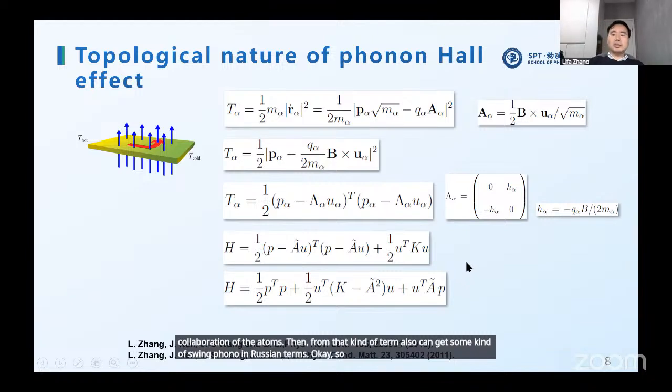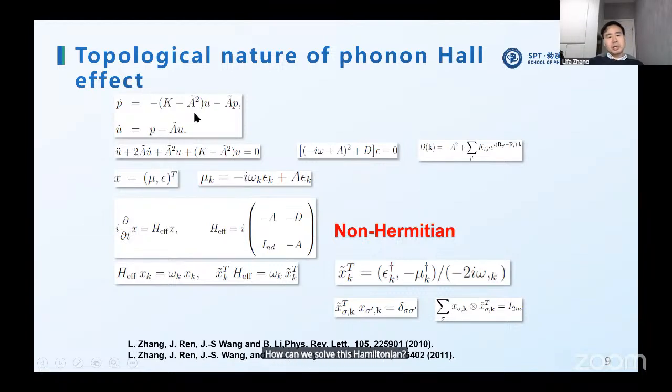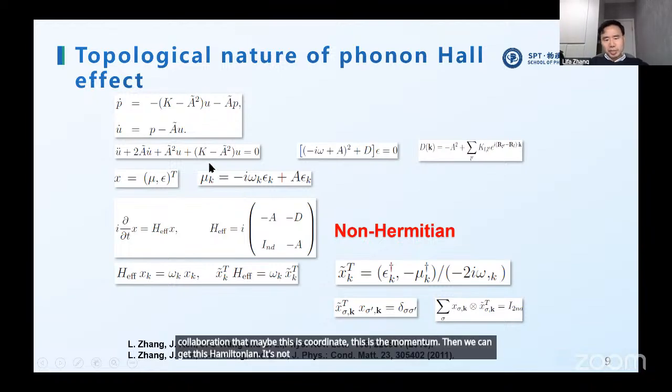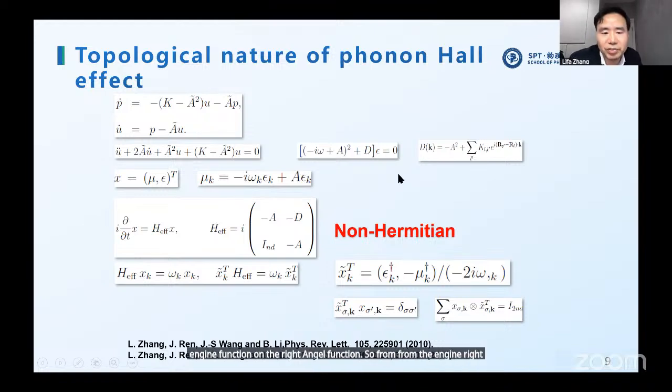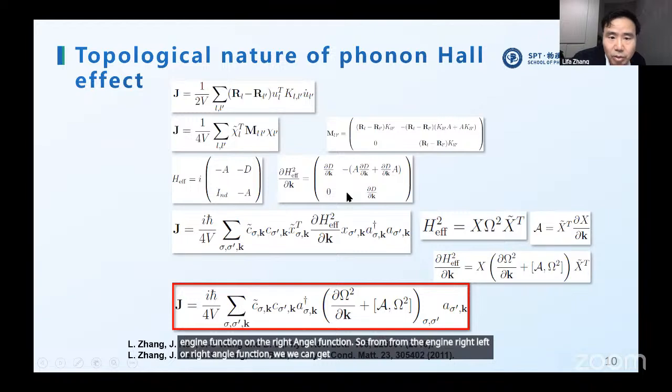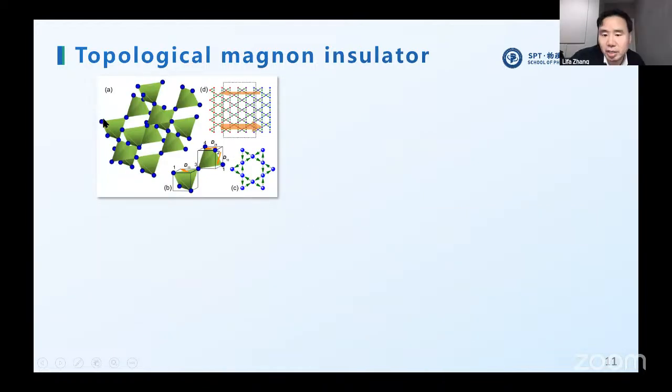Okay, so we get such a Hamiltonian. How can we solve this Hamiltonian? We can solve it in terms of the momentum and the vibration, where this is the coordinate and this is the momentum. Then we get this Hamiltonian. It's non-Hermitian. So how can we handle such a non-Hermitian term? We need to get the left wave function and the right wave function. From the left and right wave functions, we can calculate the heat flux, the Berry connection and the Berry curvature.